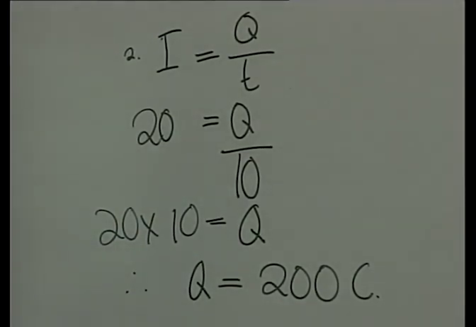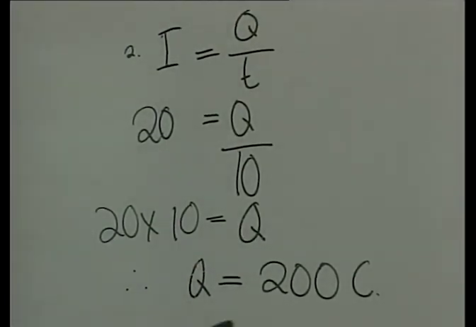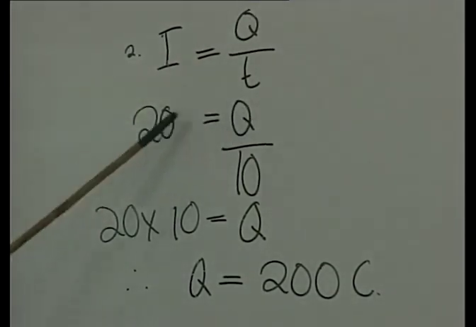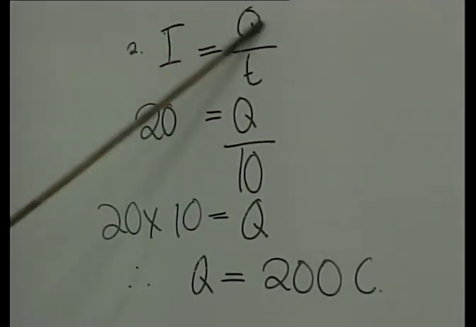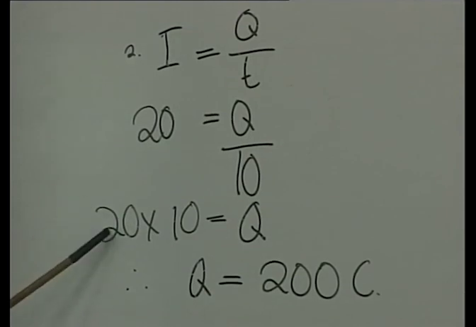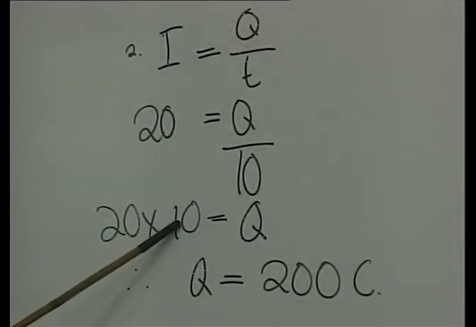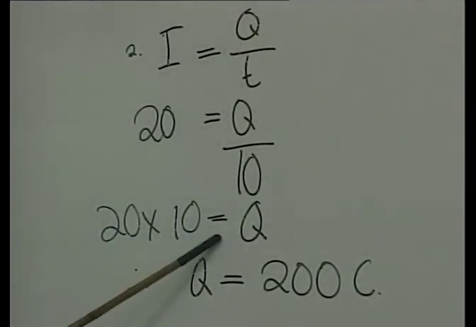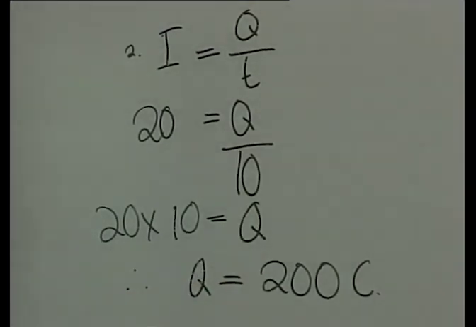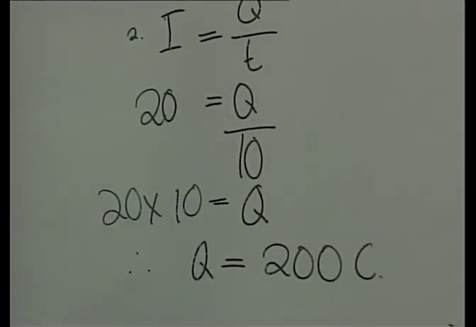Okay, the answer is quite correct. Looking at this, it's asking about the quantity of electricity that flows through, so that is asking about the charge going through. So you have I equals Q over time, and this time you are asked to find Q, since you were given the current and also the time. So 20 times 10 will give you 200 coulombs.